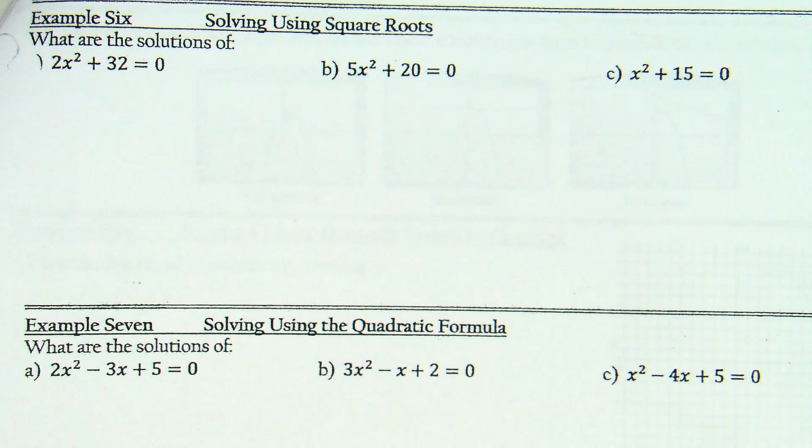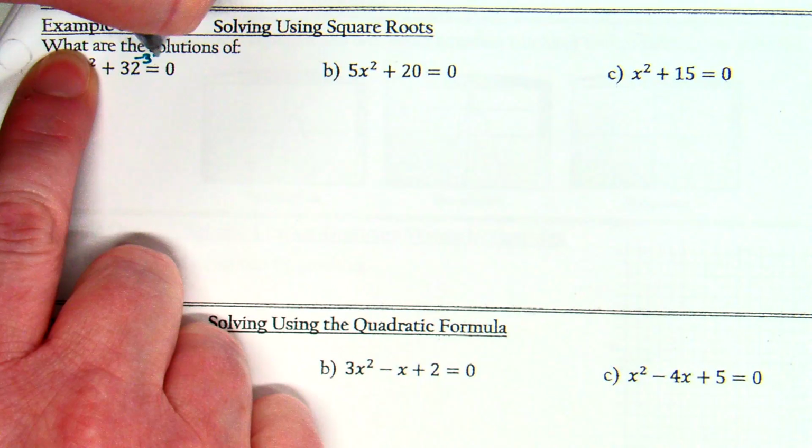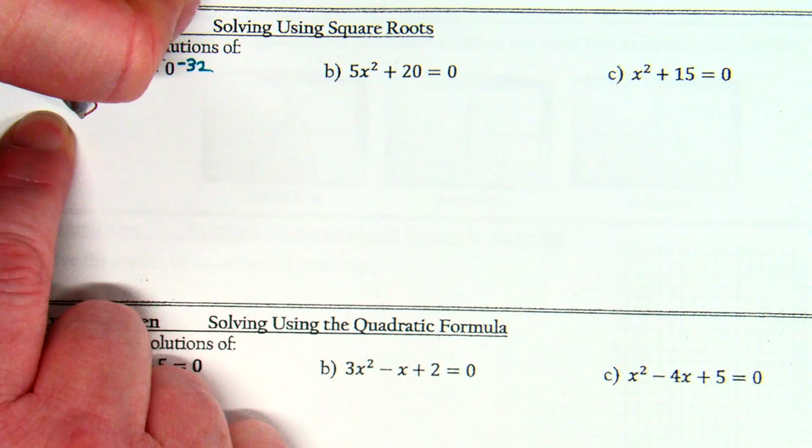Notice it says solving using square roots. Because there is no B term, because there's no x term, you only have an x squared term and number terms. How do you get x squared by itself? Subtract 32 over first. So if I subtract 32 over, I now have 2x squared equals negative 32.